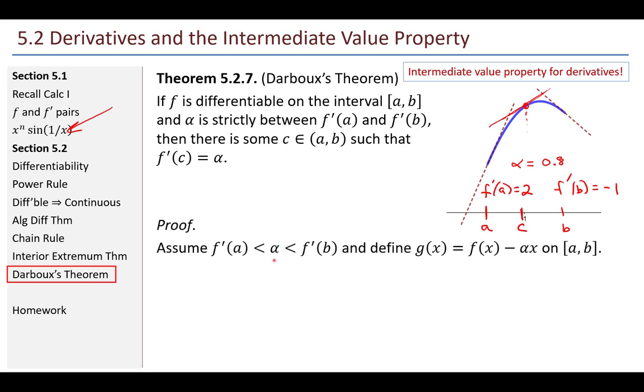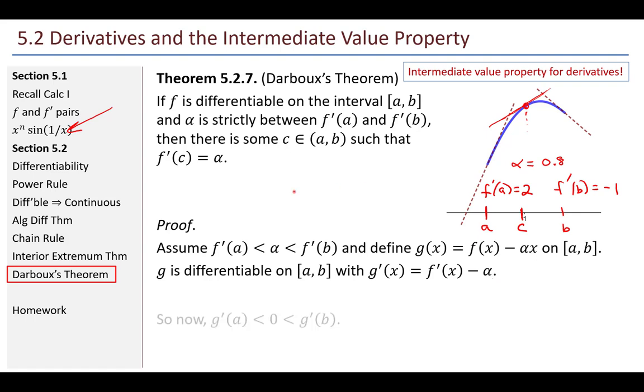Let's assume that alpha is strictly between f prime of a and f prime of b, and we'll assume f prime of a is less than alpha, and that's less than f prime of b. Let's make a new function g, and the reason we do this is to simplify the proof. So my new function g is f of x minus alpha x. Well, g is differentiable, and I can take its derivative. g prime of x is f prime of x minus alpha. And now we can see what happens when I plug in a and b into g. The g prime of a will be less than 0, and g prime of b will be greater than 0.